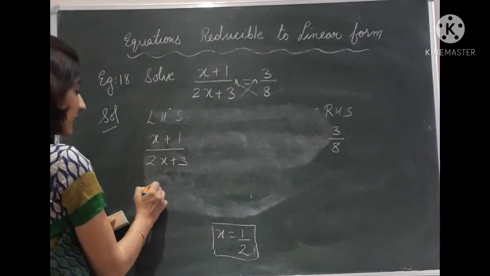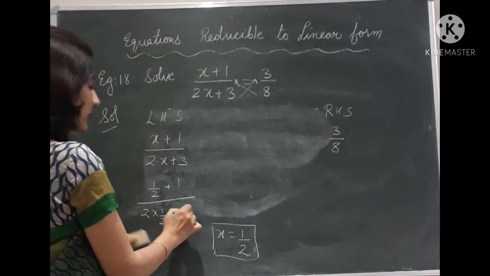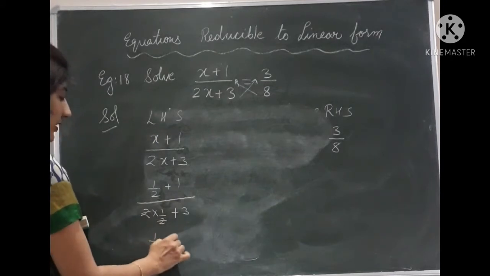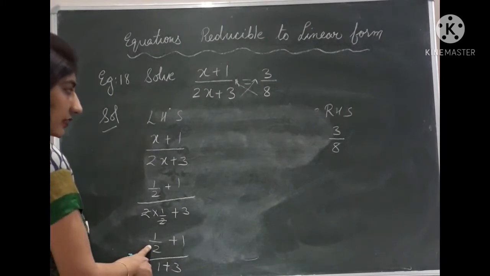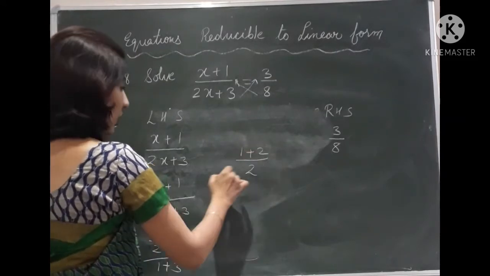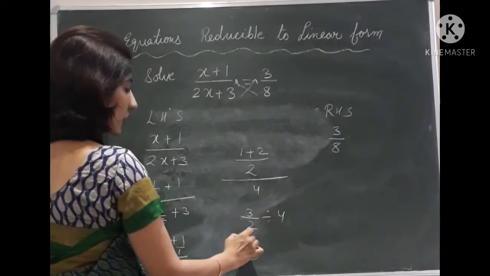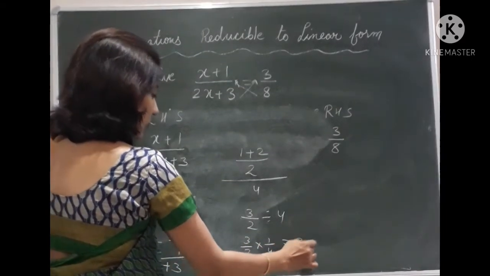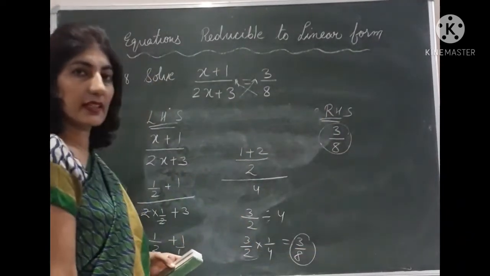So x plus 1, that means 1 by 2 plus 1 whole upon 2 into 1 by 2 plus 3. Now this 2 and 2 will cancel. So I will get 1 upon 2 plus 1 upon 1 plus 3. 1 plus 1 by 2 is 1 and a half, that is 3 by 2. So you can solve by taking LCM also. LCM is 2. So it will be 1 plus 2 whole upon 1 plus 3 is 4. So it will be 3 by 2 divided by 4. So 3 by 2 multiplied by 1 by 4. You can see it is coming 3 by 8. So left hand side is also 3 by 8 and right hand side is also 3 by 8. Hence we have verified our answer.